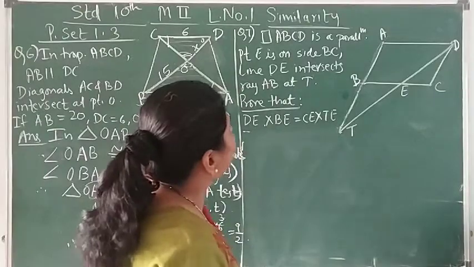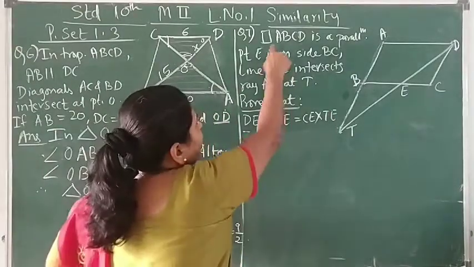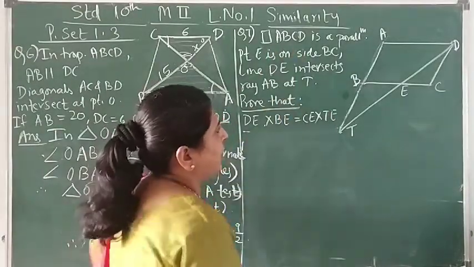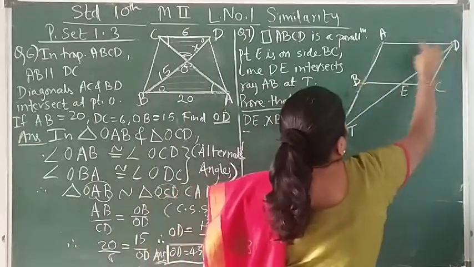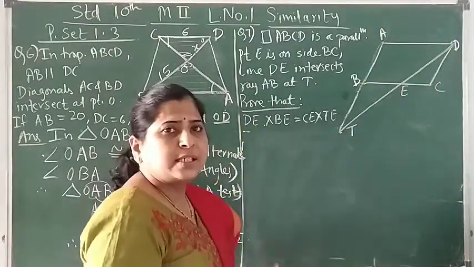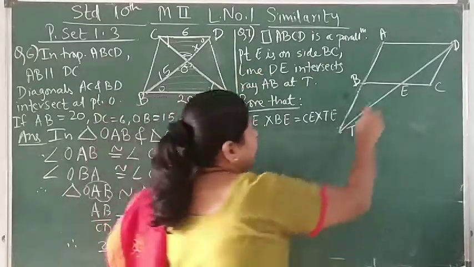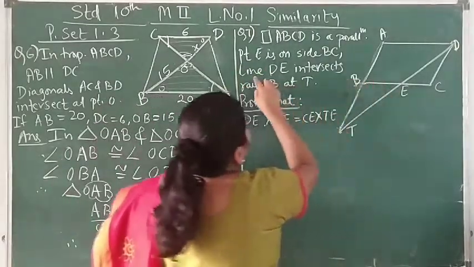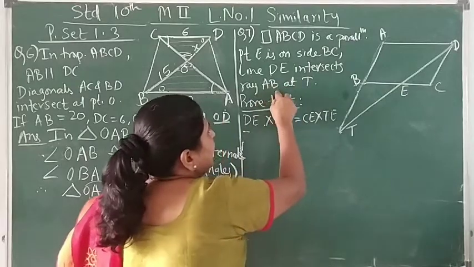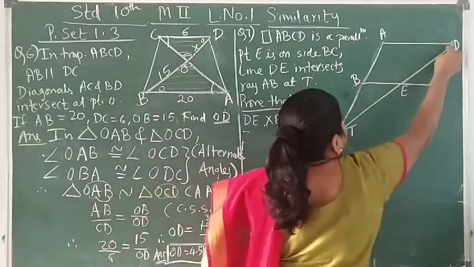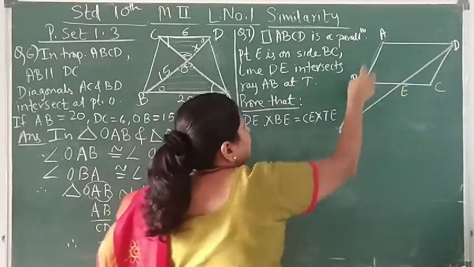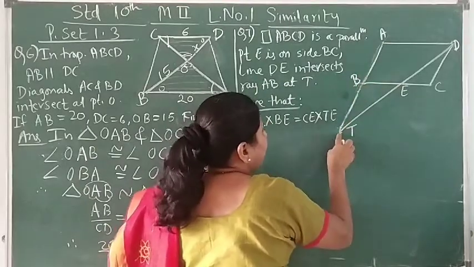Now, in question number 7, it's given in the figure that quadrilateral ABCD is a parallelogram. So ABCD is a parallelogram, it means opposite sides are parallel. Point E is on side BC. Line DE intersects ray AB at point T.